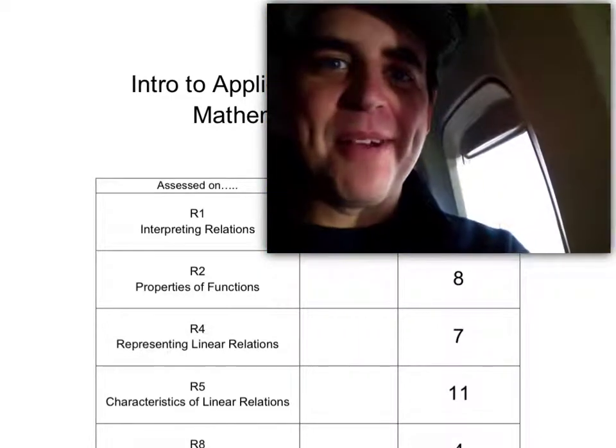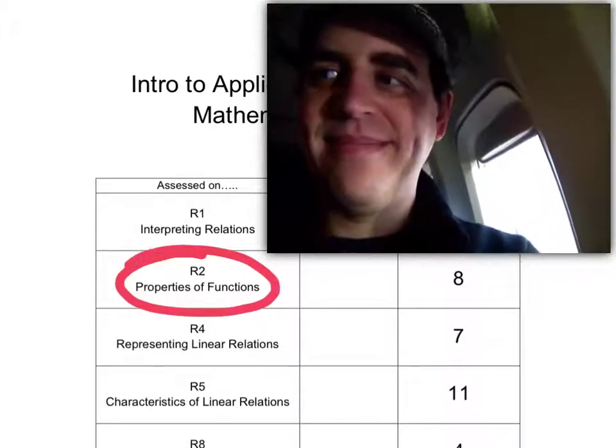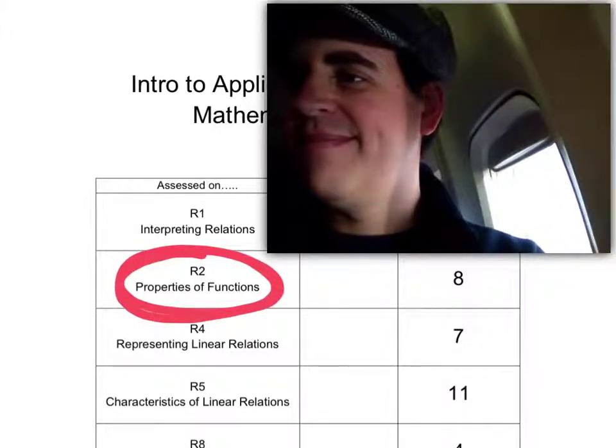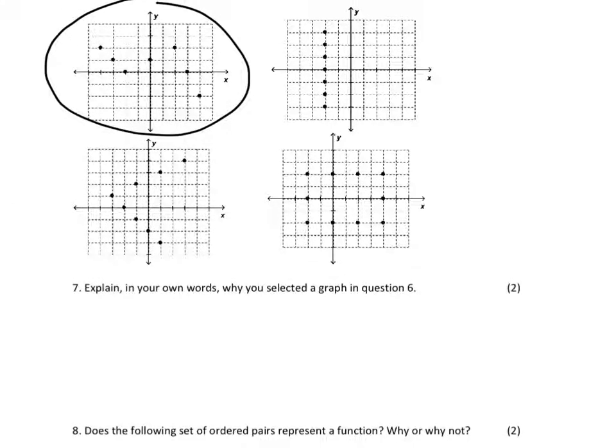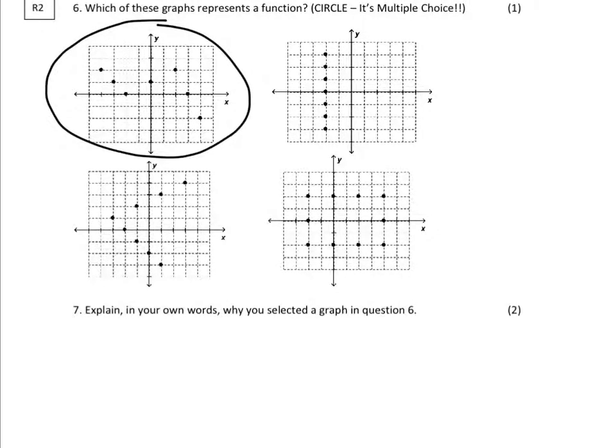This is going to be outcome R2, so here we go. Alright, so the first question from R2 is to circle one of these possible answers. By the way, the answer is this one, and I'll explain why by answering the next question.